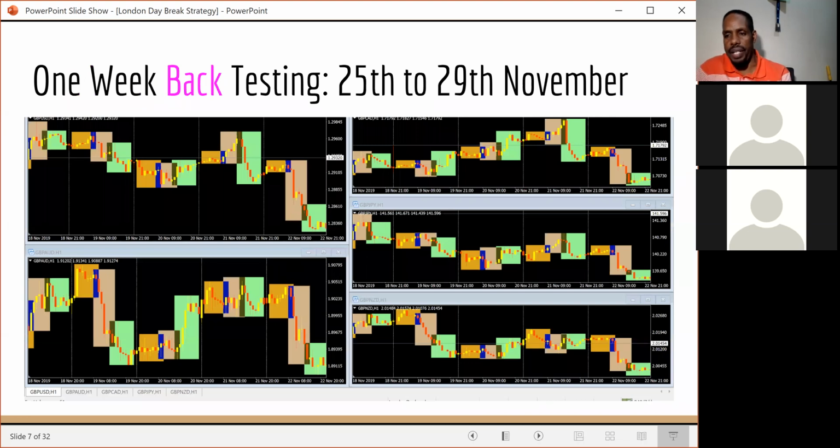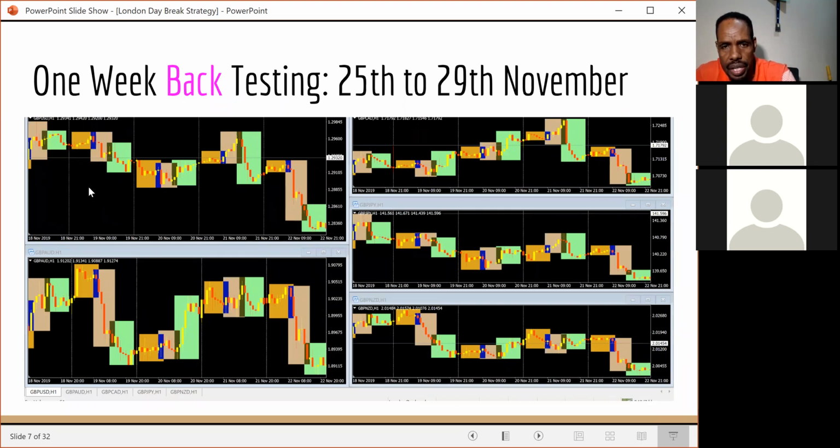Now I want to do a back testing. This is the actual back testing of this past week, and how much did this particular strategy make. Now, this is my profile for the 5 currency pairs.